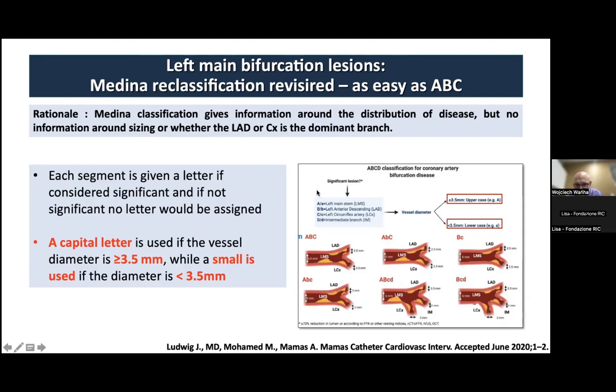Here you have an example of the type of bifurcation lesion according to the ABCD classification. In the left part, you see capital A, B, and C, because the left main is more than 3.5 millimeters, the LAD is also higher than 3.5 millimeters, and the circumflex is greater than 3.5 millimeters. All of those stenoses are above 70%, so the classification is capital A, B, C. However, in the lower part of the presentation, you have an example of bifurcation lesion ABC where B and C are smaller, because the LAD is lower than 3.5 millimeters and the circumflex is also smaller than 3.5 millimeters. However, the left main is greater than 3.5 millimeters. So we have capital A and small b and c in that type of bifurcation.